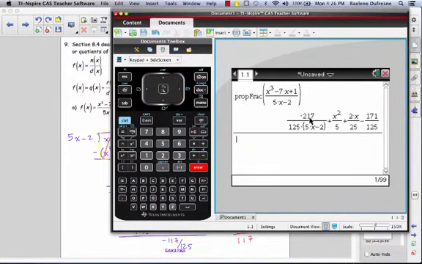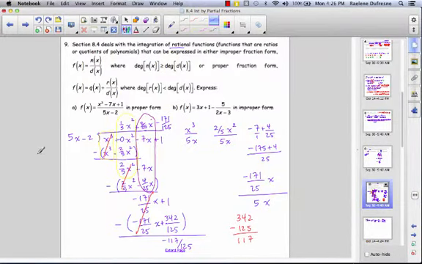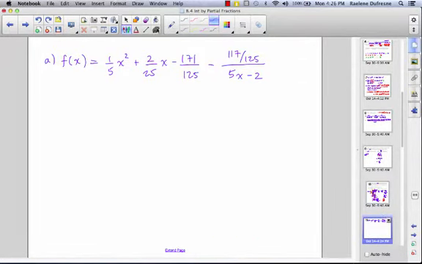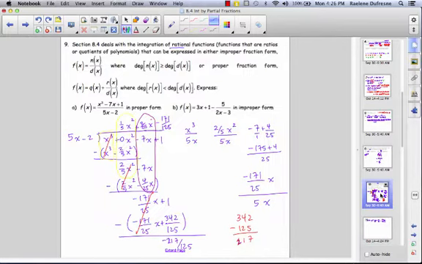I think I've made a subtraction mistake here. We get negative 217, not negative 117. And of course that's 2, 3 minus 1 is 2. Okay, so we can see on the graphing calculator how to get proper fraction form.